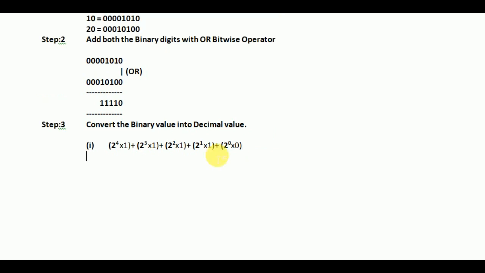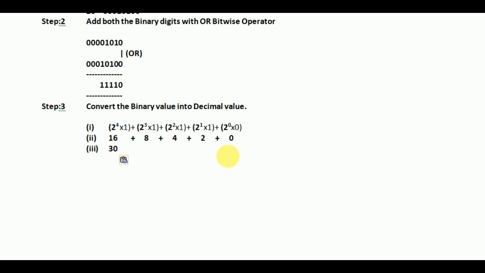When we calculate this, 0 into 2 to the power 0 is 0, 1 into 2 to the power 1 equals 2, 1 into 2 to the power 2 equals 4, 1 into 2 to the power 3 equals 8, and 1 into 2 to the power 4 equals 16. Now we simply add these and we get the answer 30.